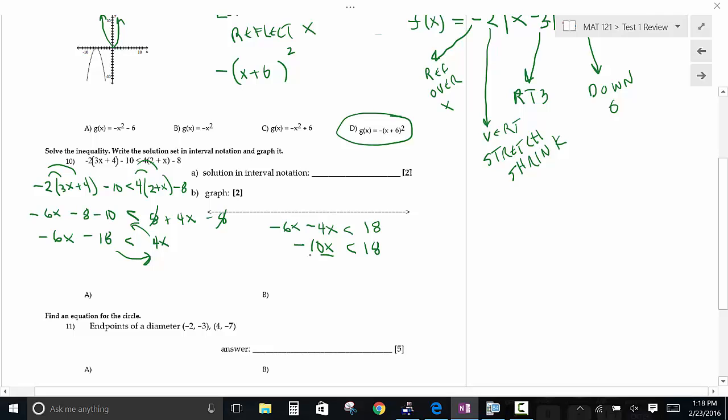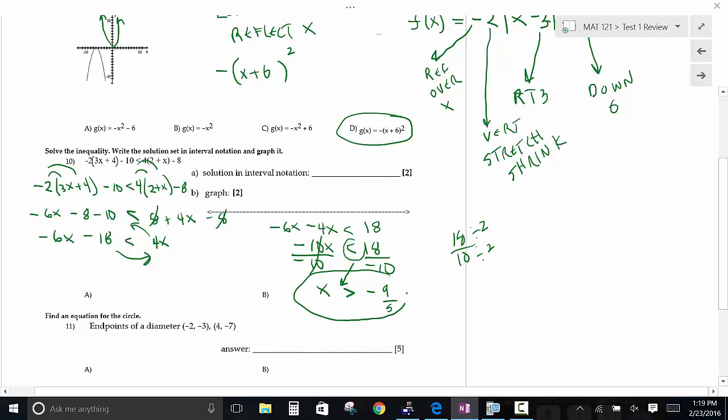Now I'm going to divide by negative 10 on both sides. So what does that tell you to do? You've got to change that sign, right? Anytime you multiply or divide by a negative, you've got to change that sign. Now, you can reduce that fraction. If you got 18 over 10, you can divide the top and bottom by 2, and that would give negative 9 over 5.